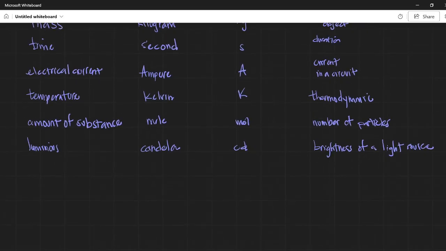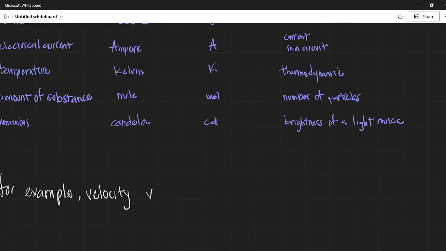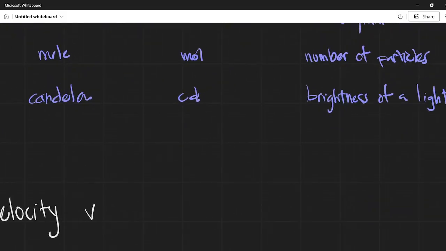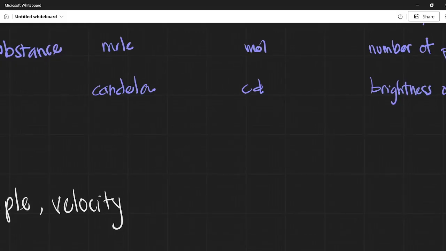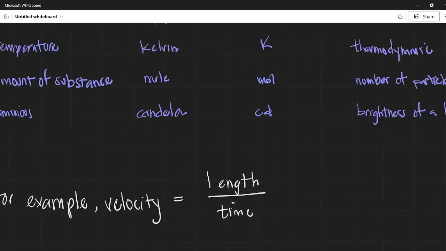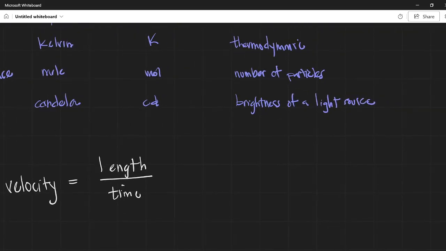And so, for example, I will write velocity, which is typically lowercase v, is the symbol we use. And I'll just write this out. Velocity, I just said, is the length per unit time. So the amount of displacement over some time is a good example.